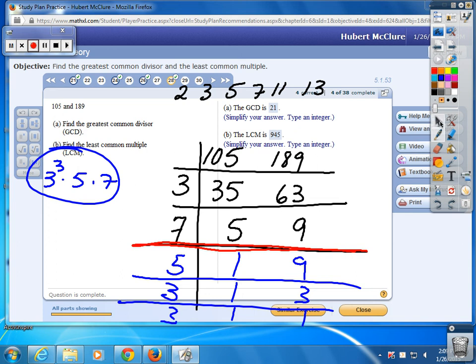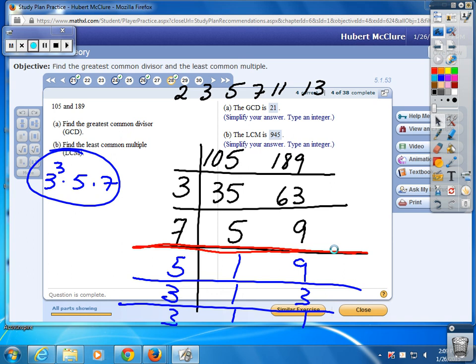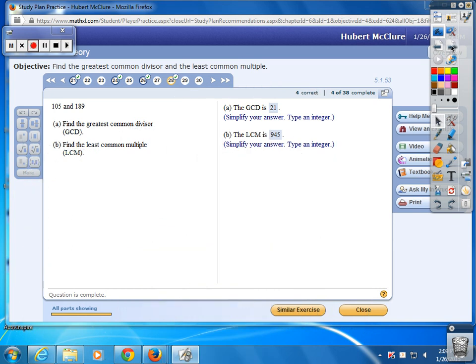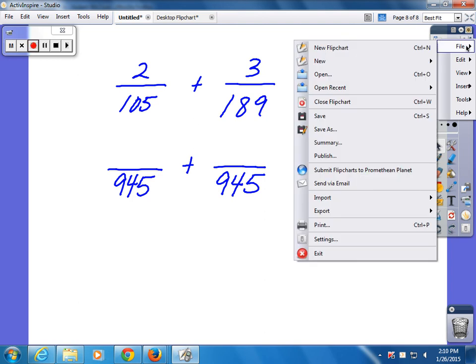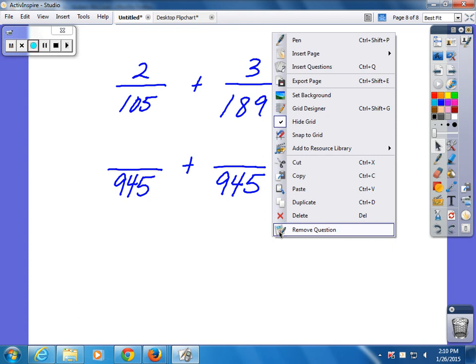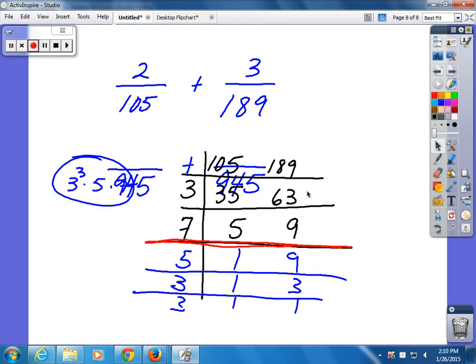Now, let's go back to this. I'm going to show you a trick I learned in the war. All right, let's take this and copy this. And I'm going to go over here, to file, and paste. Where's my paste? In the wrong place.